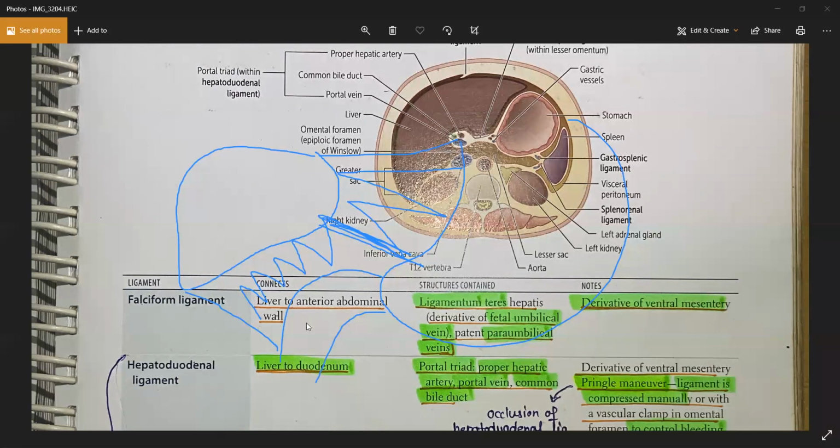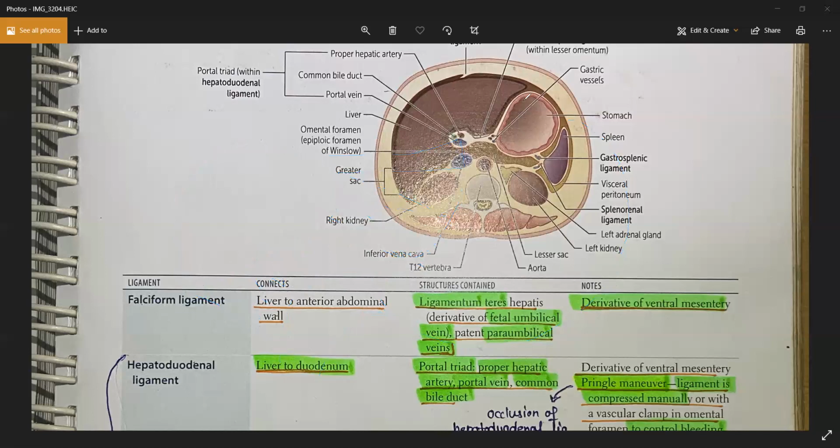So two parts for the lesser omentum. One is the hepatoduodenal ligament, and second is the gastrohepatic ligament. The gastrohepatic ligament contains the gastric vessels. The hepatoduodenal ligament contains structures like the portal triad, which is the common bile duct, the portal vein, and the proper hepatic artery. Must remember. And these are also derivatives of the ventral mesentery. Very important.